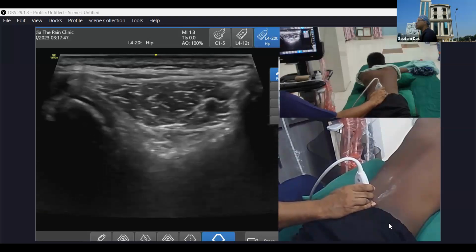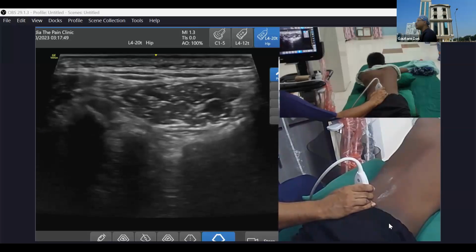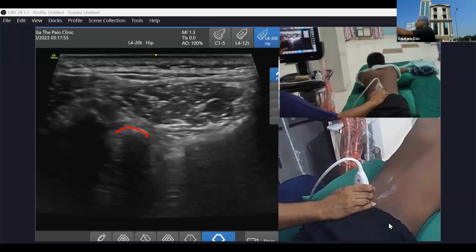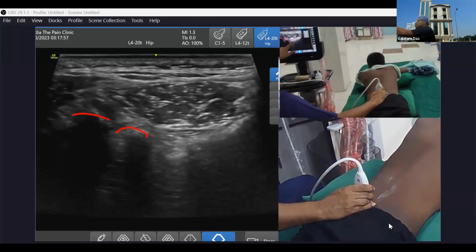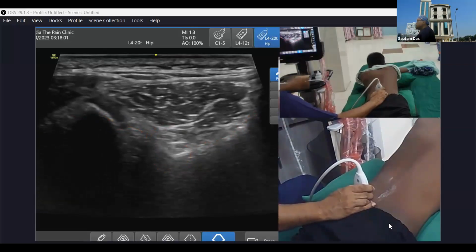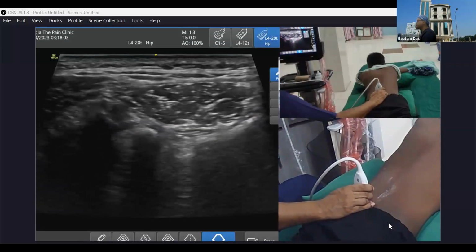If I'm coming down here, the iliac crest is almost at the level of the sacrum. This is your sacrum, lateral sacral crest, iliac bone. This is your S2 foramen. This is your medial sacral crest. So the SI joint can be done here as well. This is the lower part of the SI joint.